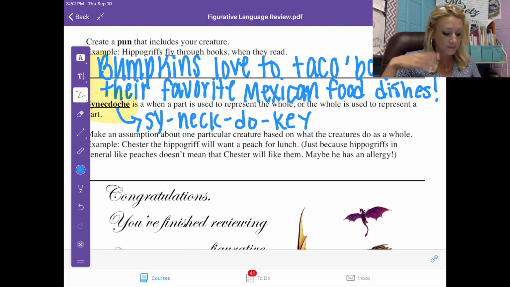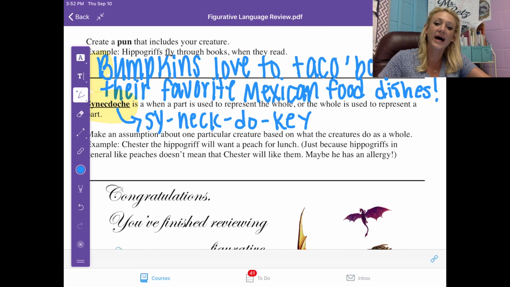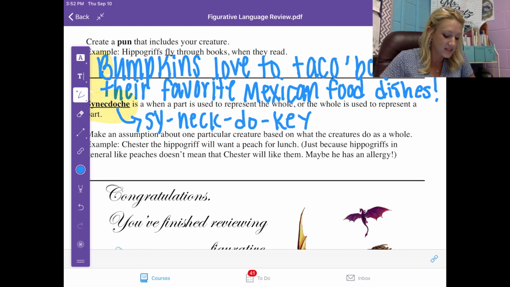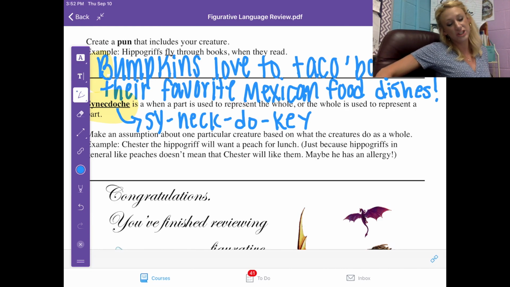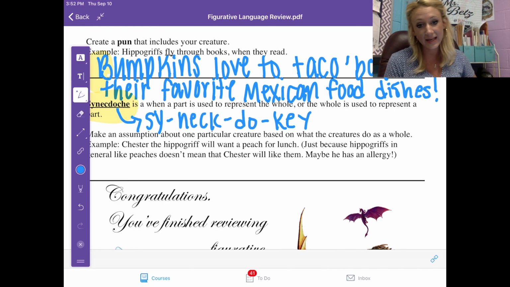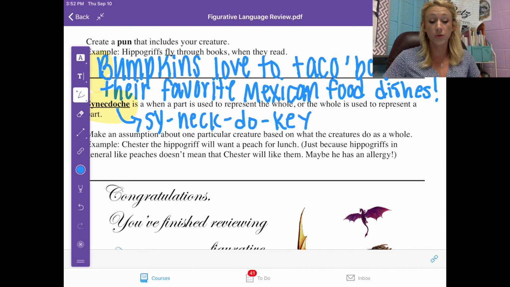So, for example, Chester the hippogriff will want a peach for lunch. Just because hippogriffs in general like peaches doesn't mean that Chester will like them. Maybe he has an allergy. And again, we can be kind of silly with this, but it's just the general idea of what a synecdoche is. So you're going to make up something about the species as a whole that you created, and then also with your illustration, you named your particular creature, this one that we're looking at.